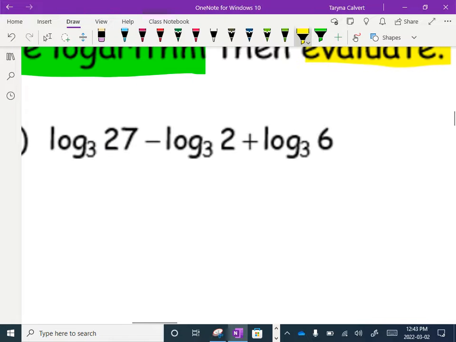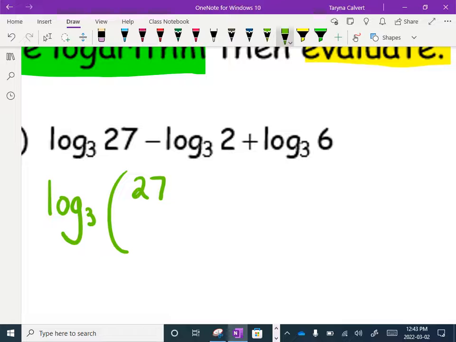So are you guys going to freak out if I give you pluses and minuses? No. No, you still do the same thing, right? So are they all base 3s? Yeah. So then we just go log base 3. We're going to break it all the way down to 1. And then bracket. The 27 is going to be on top. The 2 is going to go to the bottom. Oopsie. And guess where the 6 is going to go?